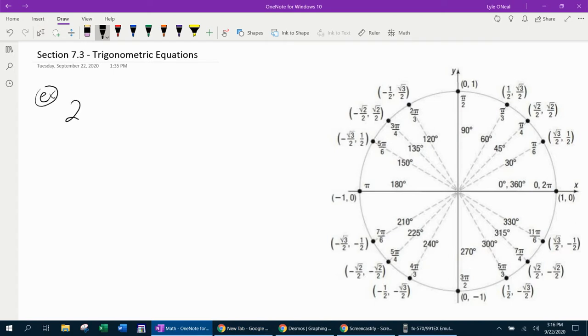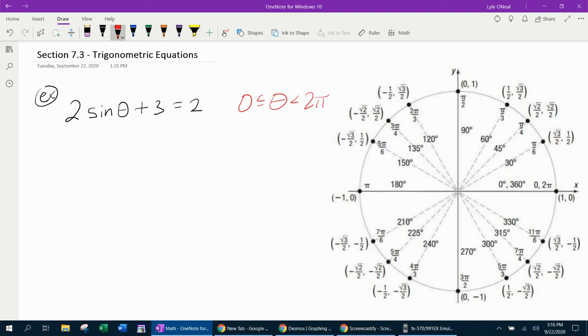We've got 2 sine theta plus 3 equals 2. And here our goal is to solve for theta. It does specify that we're looking for angles that are solutions on the interval from 0 to 2 pi. So this is our restriction.